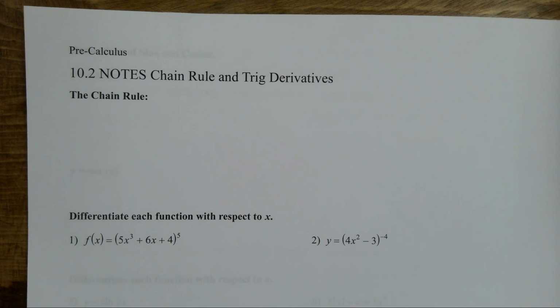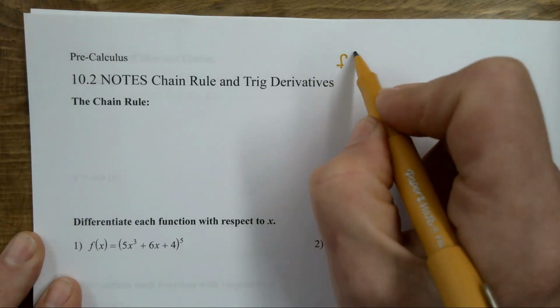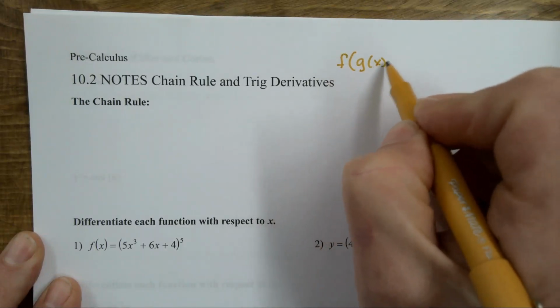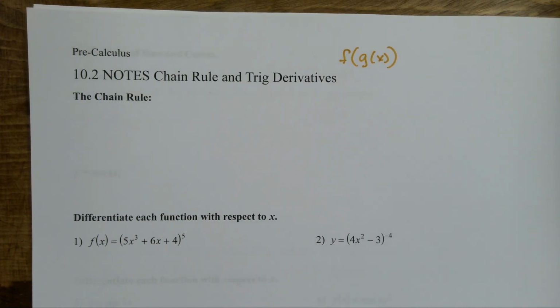What the chain rule looks like, or how it is used, is on a composite function, a function where you have a function embedded inside of another function. We saw that when we would do something like f of g of x. Do you remember doing that? Mm-hmm. Okay. That's the kind of function that I'm looking at here.